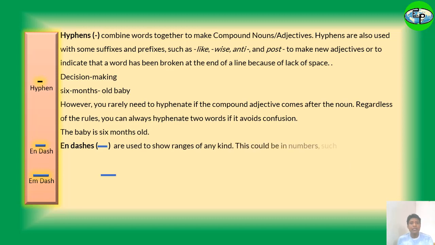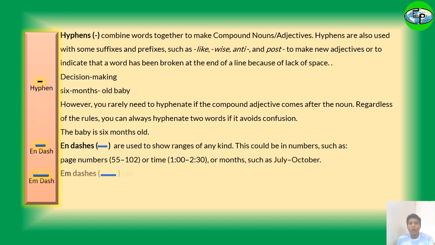En dashes are used to show ranges of any kind. This could be in numbers such as page numbers 55 to 102, or time, 1 o'clock to 2:30, or months such as July to October.